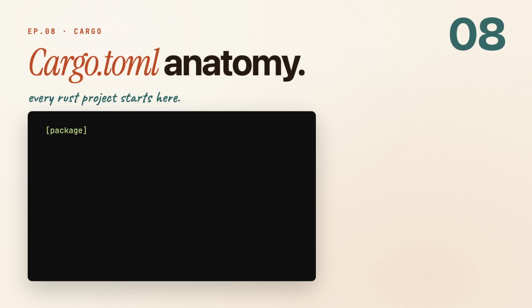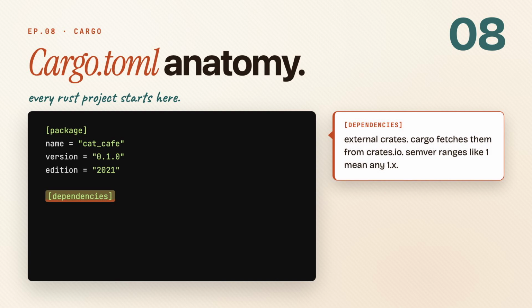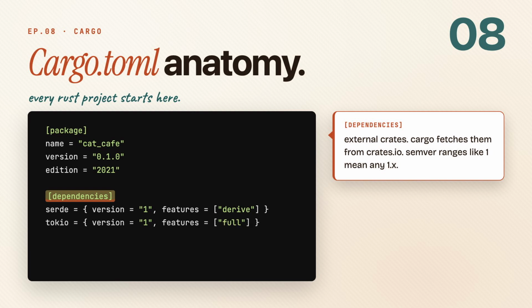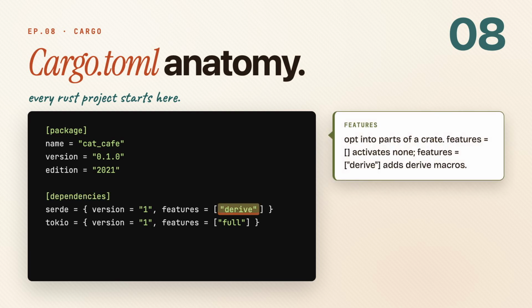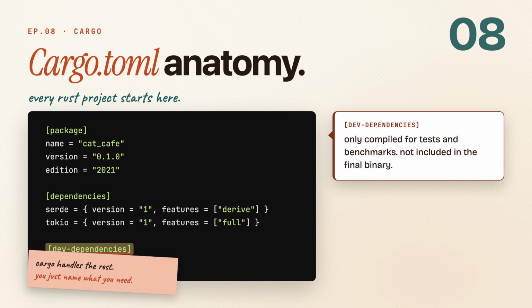Every Rust project has a Cargo.toml. The package section is required. Name, version, edition, and that's just it. Dependencies go in their own section. You name the crate and a semver range, and Cargo fetches it from crates.io. Features in curly braces activate optional parts of a dependency. Dev dependencies are only compiled for tests, not in the final binary.